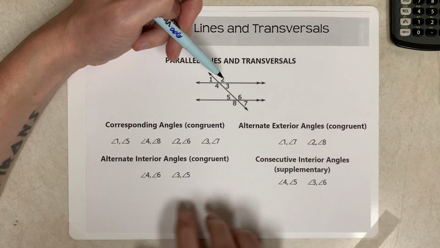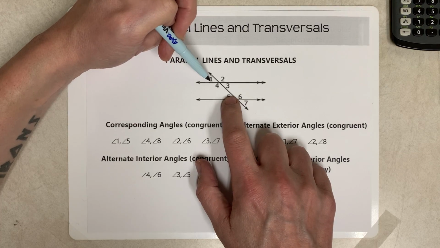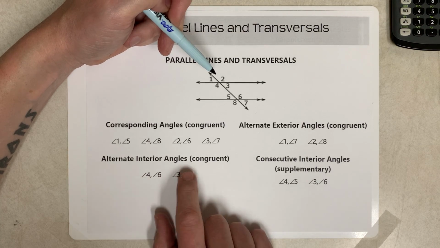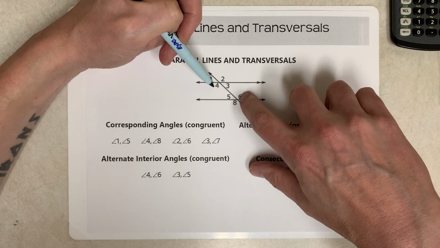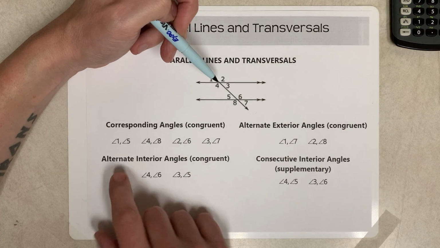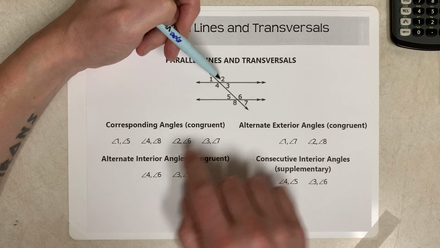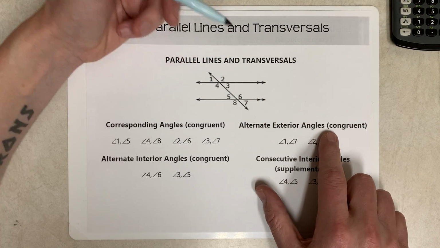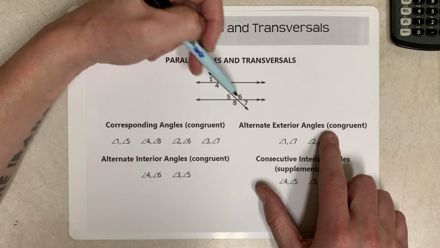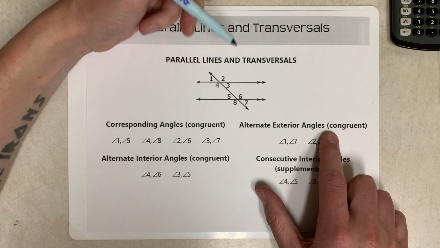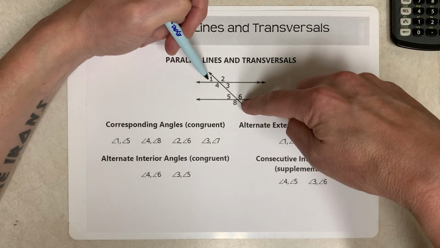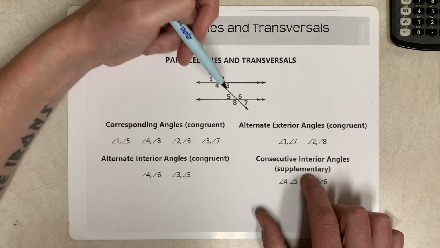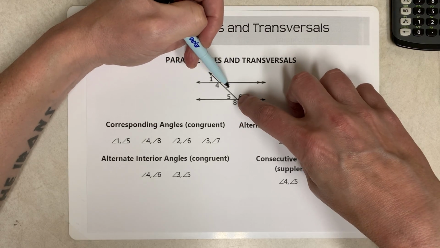So by definition, corresponding angles, such as 1 and 5, are congruent. They're the same measure. Alternate interior angles are congruent. Those are going to be 4 and 6, and 3 and 5. Alternate means they're on either side of the transversal, and interior means they're on the inside of the two parallel lines. Alternate exterior angles are on the outside of the parallel lines, and they're congruent. Those are 1 and 7, and 2 and 8. And then consecutive interior angles are supplementary. We're going to call those 4 and 5, and 3 and 6.